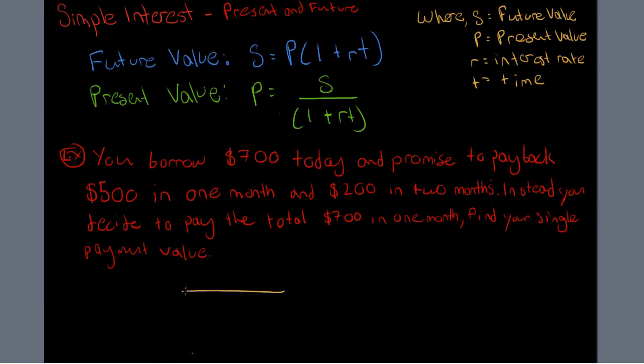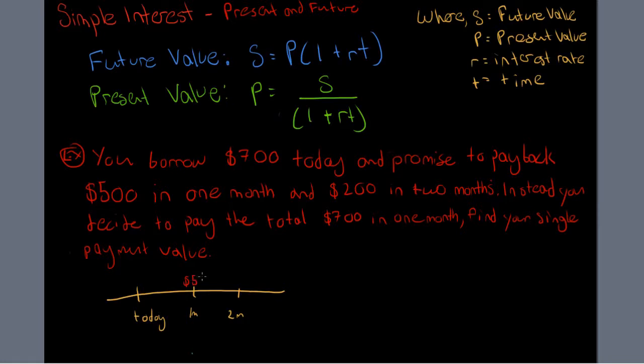So the first thing I like to do in these questions is draw a timeline. And then I like to set an arbitrary today value. Now let's reread the question. You borrow $700 today and promise to pay back $500 in 1 month. We know 1 month will be to the right of today because it's in the future. So, oops. Should write 1 month. And then we promise to pay $200 back in 2 months. So 2 months will be to the right of 1 month.